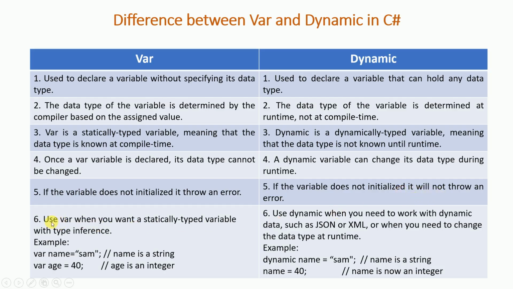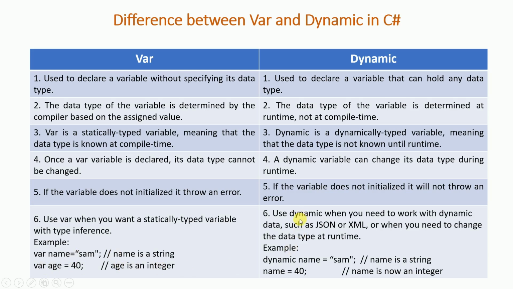When should you use the var keyword? Use var when you want a statically typed variable with type inference. For example, if you declare var name equal to Sam, then name is a string. When you declare var age equal to 40, then age is an integer.